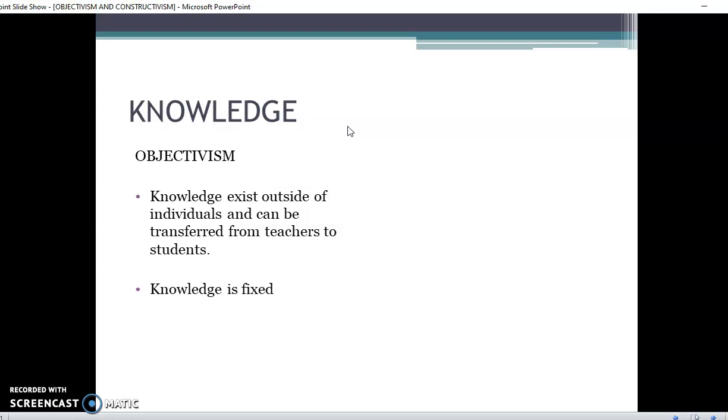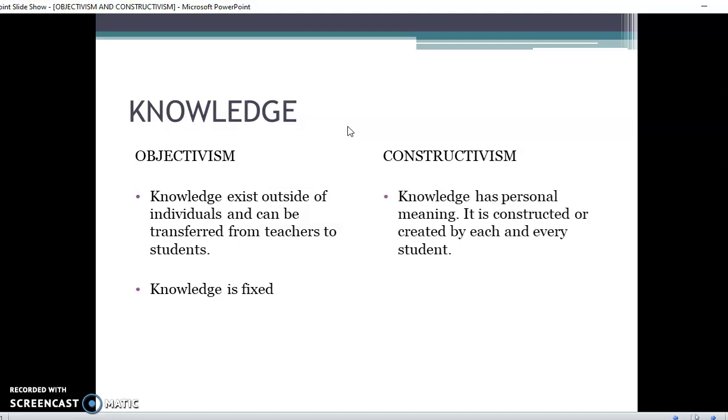Now let us see what exactly constructivism is and how it differs from objectivism on this particular criterion of knowledge. According to constructivism, knowledge has personal meaning. It is constructed or created by each and every student. If you notice these 2 points, constructivism believes that knowledge has personal meaning, and objectivism believes that knowledge exists outside of individuals and can be transferred from teachers to students. And constructivism believes that it is constructed or created by each and every individual.